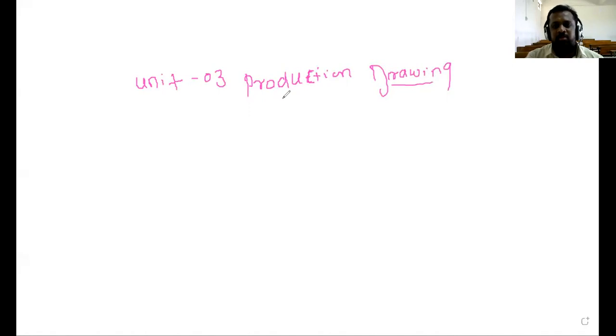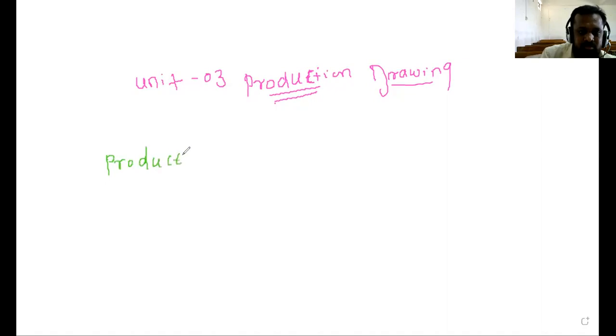First we will see what is meant by production, and then we will move toward what is meant by limits, fits, and tolerances. First we should know what is meant by production. Anybody having any idea? How can we define production?